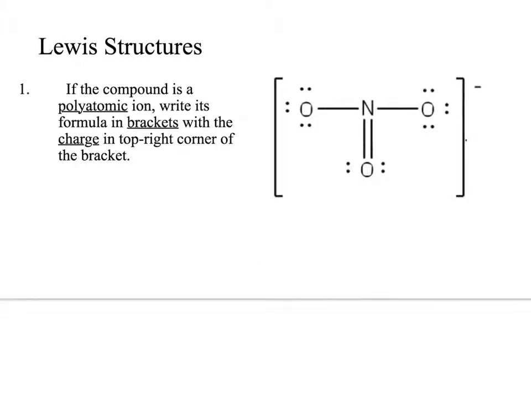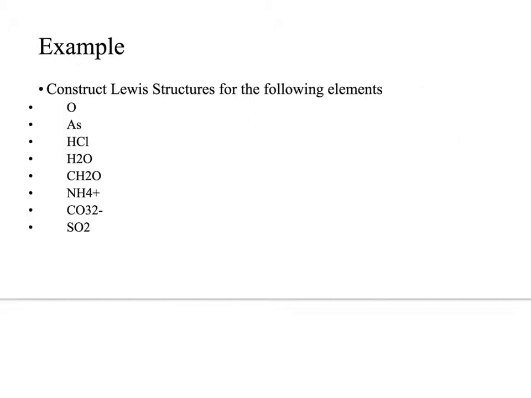Lastly, if a compound is a polyatomic ion, put its formula in brackets, because what you're saying is this is possible only if we gain 1 more electron. So you need to make sure that people know that. All right, let's do some Lewis structures.